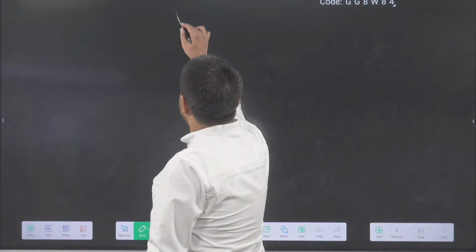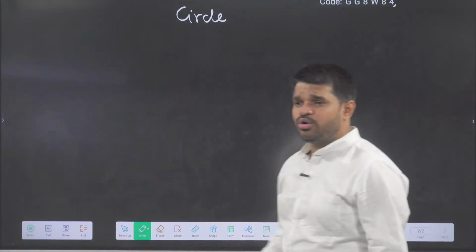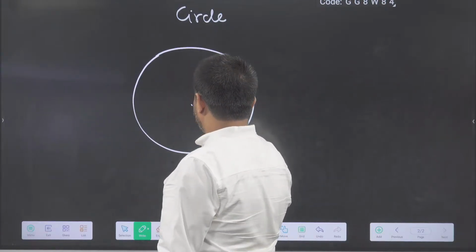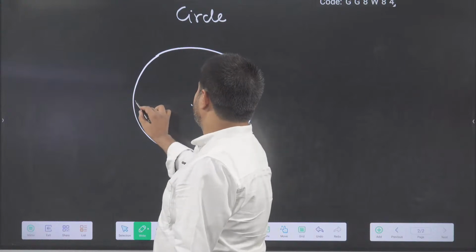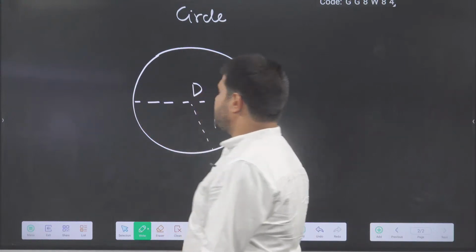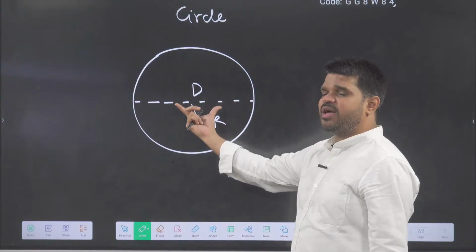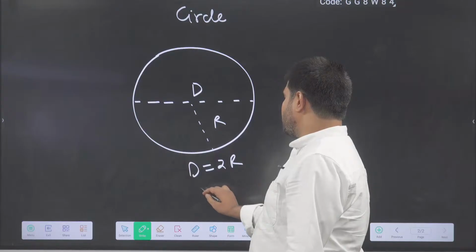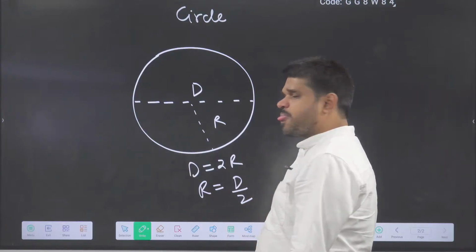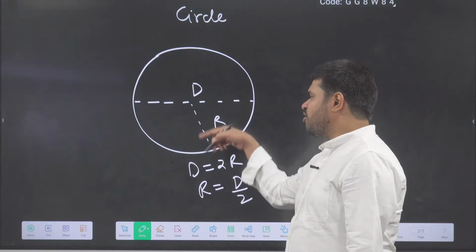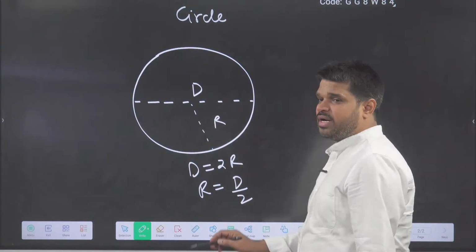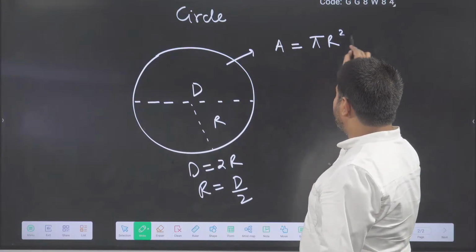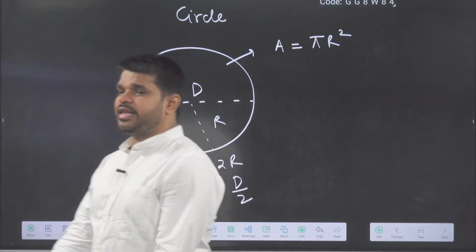Circle. We are going to discuss the circle. Now see, in a circle, this is radius R, this is diameter D. Radius is half of diameter, or diameter is double of radius. So D equals 2R, or R equals D by 2. Now, the area of a circle A is given by pi R square.